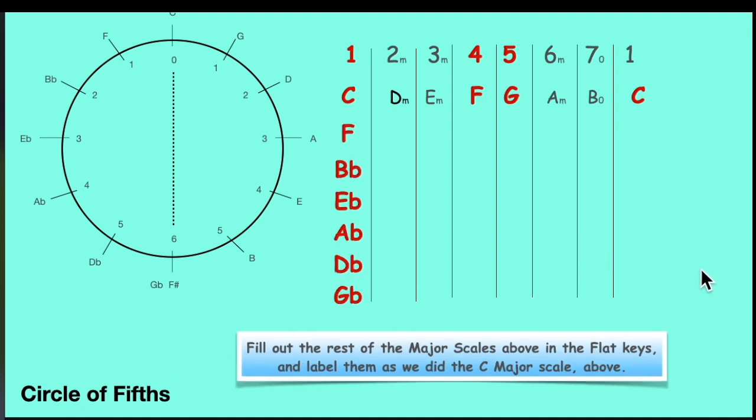Now, fill out the rest of the major scales on the flat keys, doing the same thing. Build your major scale, starting on whatever key we're in, just like I did with the key of C. Fill in the letters, put the lowercase m next to the 2, 3, and the 6 chord, and the 0 next to the 7 chord. Now, once you have this under your fingers, think about all the information you have.